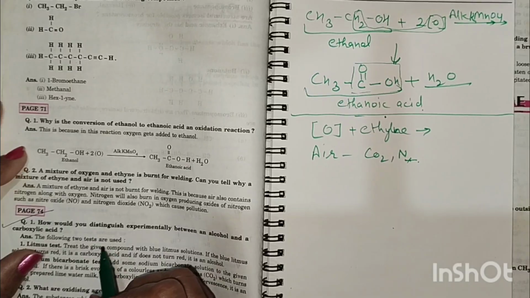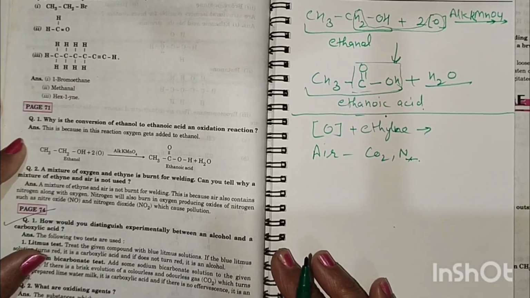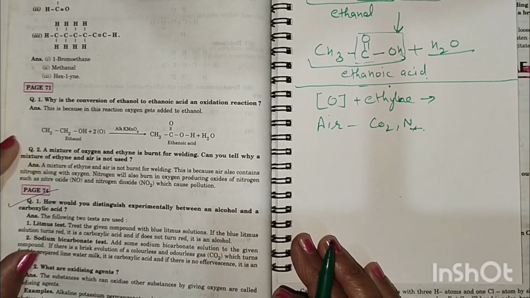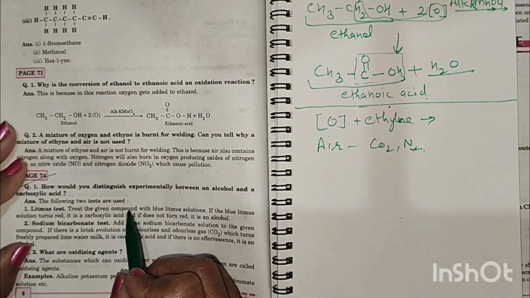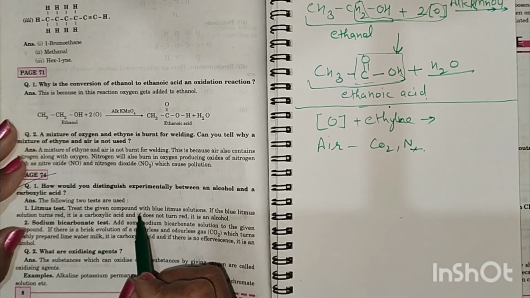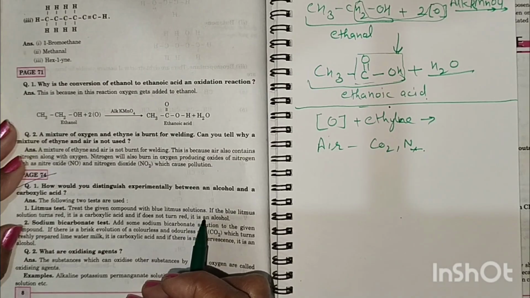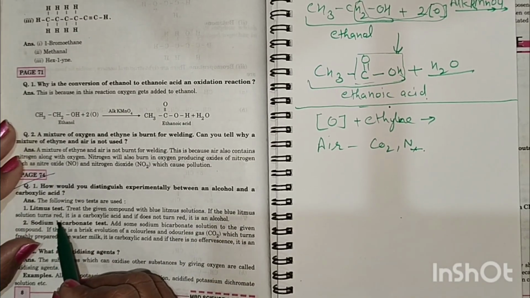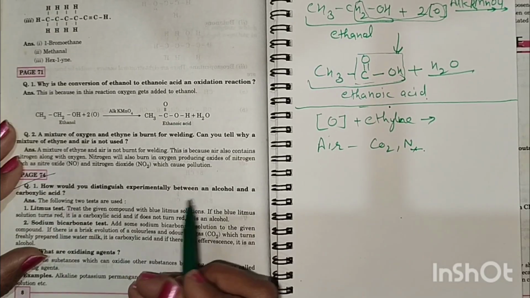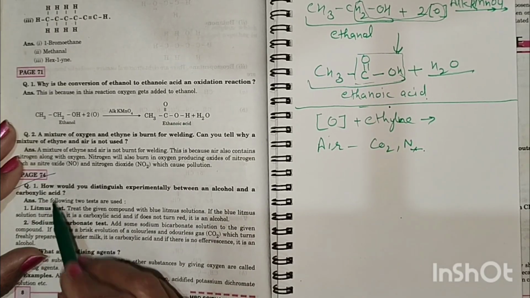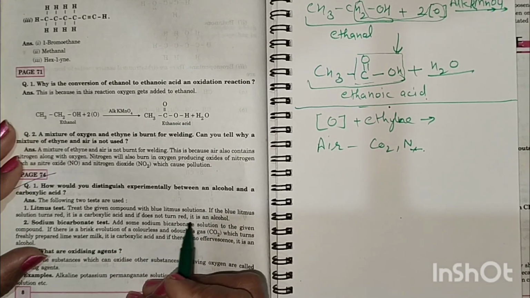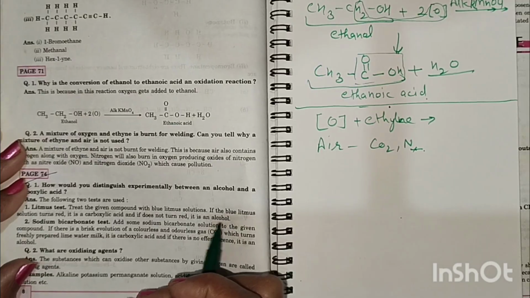Next question. How will you distinguish experimentally between an alcohol and a carboxylic acid? The following two tests are used. First is the litmus test. Treat the given compound with blue litmus solution. If the blue litmus solution turns red, that means it is an acid. Here the carboxylic acid is the acid, not the alcohol. And if it does not turn red, then it is the alcohol.